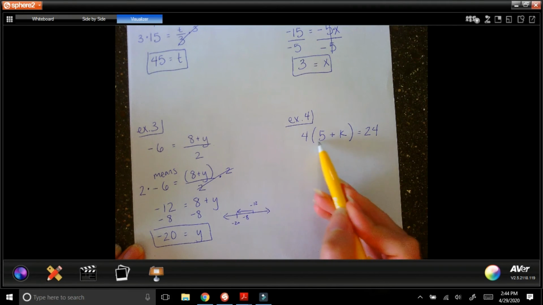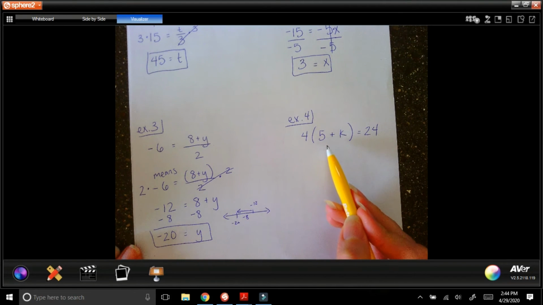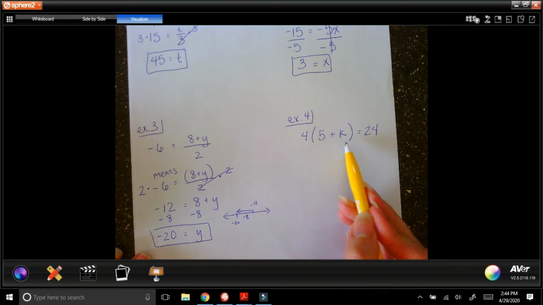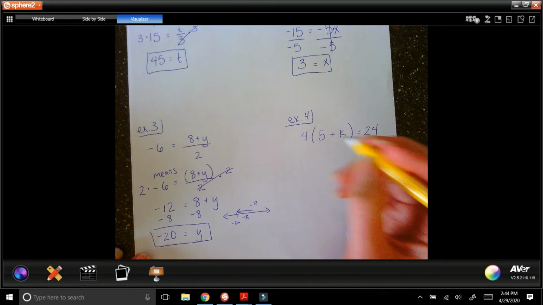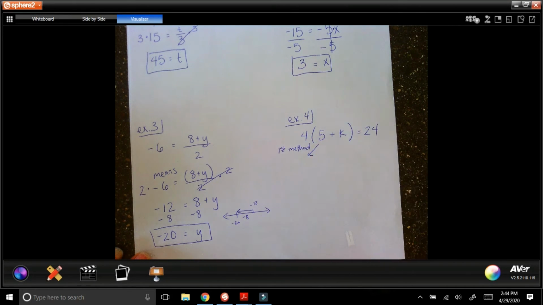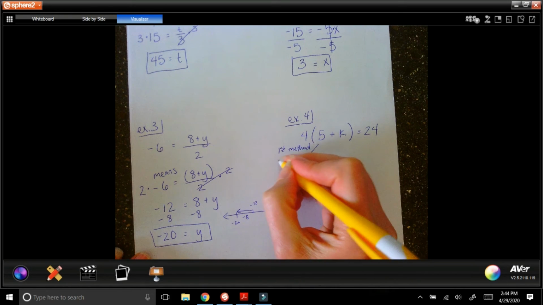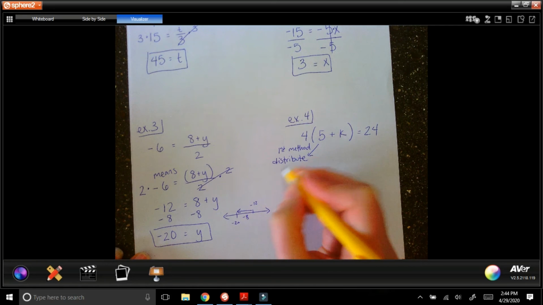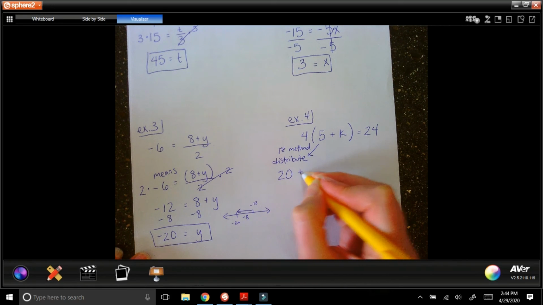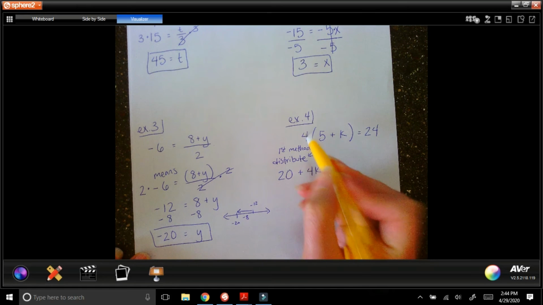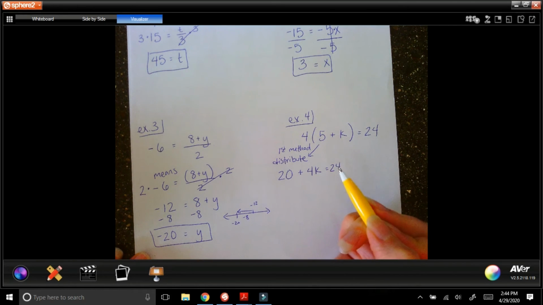And then the last one here, because these are grouped together, you have two choices. You can either distribute and then solve it like we did last week. So choice 1. All right, first method, you can distribute first. So that you get 20 plus 4k equals 24 when you multiply by each of those.